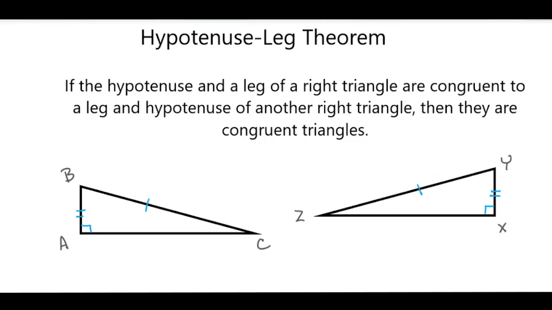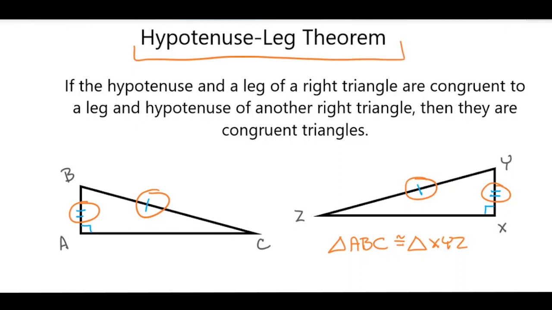For instance, here I have triangle ABC and triangle XYZ. They're both right triangles, and you'll see that the hypotenuse of each of the triangles are congruent, and there is one leg in each triangle that are congruent. So I can say that triangle ABC is congruent to triangle XYZ, and the reason would be the hypotenuse-leg theorem. Hope that makes sense.